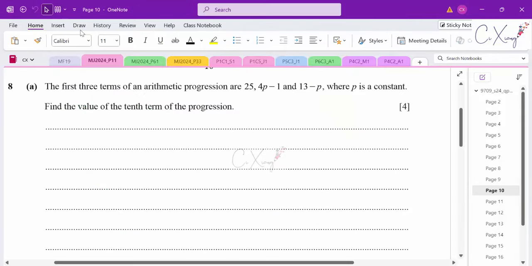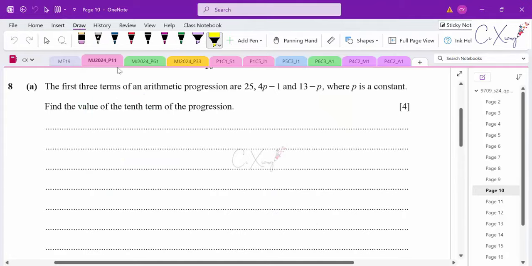Okay, so we are at question number 8 now. The first three terms of an arithmetic progression are as shown like this. There are 3 terms here where p is a constant. Find the value of the 10th term of the progression.